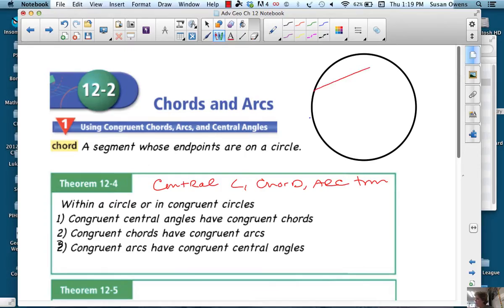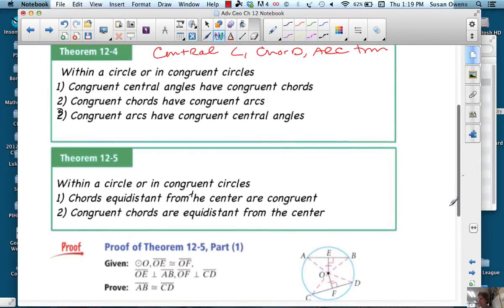So if I go back up to my drawing and I draw 2 chords again, and I'll try to make them look like they're congruent, and then I put the center of the circle in here. If I want to measure the distance between the center of the circle and that chord, I have to do it in a perpendicular direction. So this would be perpendicular, and this would be perpendicular. And what this theorem is saying is, if the distances are congruent, then the chords are congruent. Or if the chords are congruent, then the distance to the center is congruent.